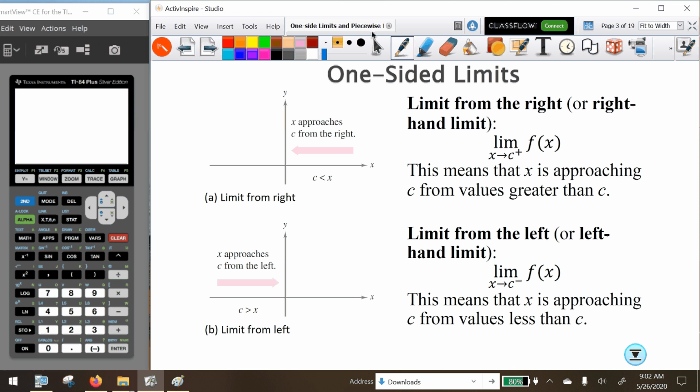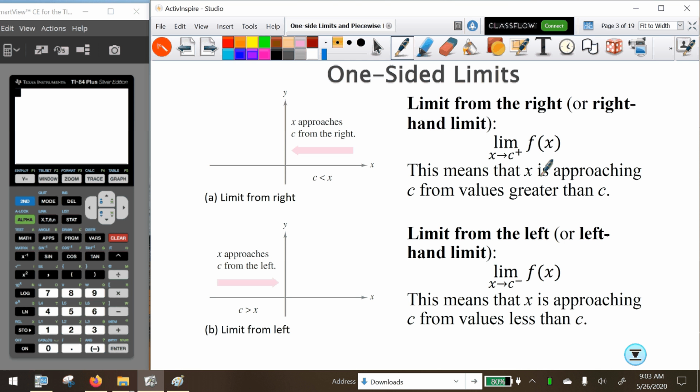The limit of function f of x as x approaches c from the right side is denoted by this little plus sign, this little superscript after the c. And what this means is that we're investigating how the function behaves as the x values approach this number c from the right side of c, meaning the values that are greater than c.